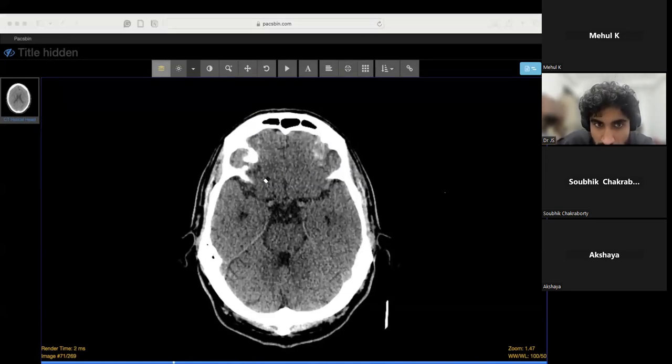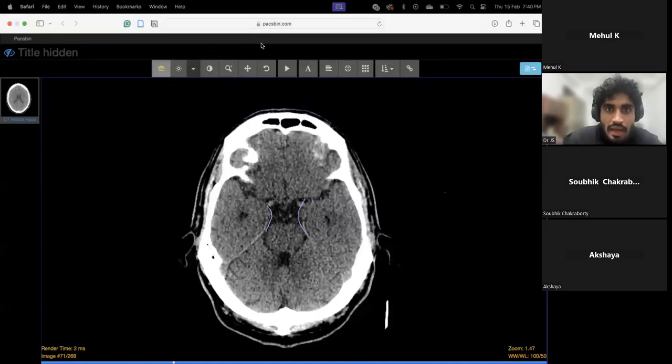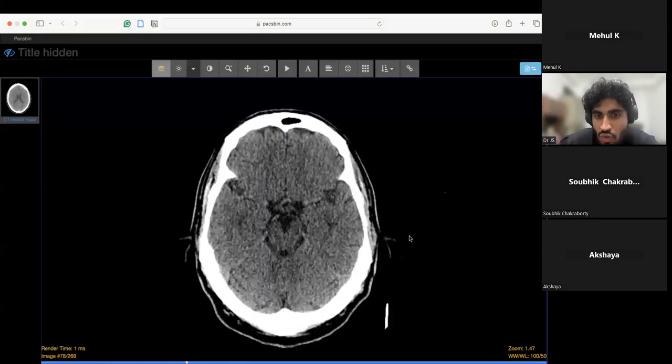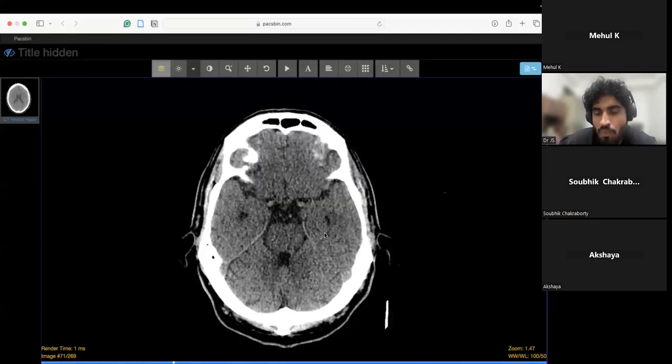You can see this one, right? This is the medial portion of the temporal lobe, which we call the uncus, the uncal part. This is important to identify because we usually use the term uncal herniation. Even though this is an axial section, we need to identify uncal herniation in an axial section as well. Uncus means hook actually, and this part is important.